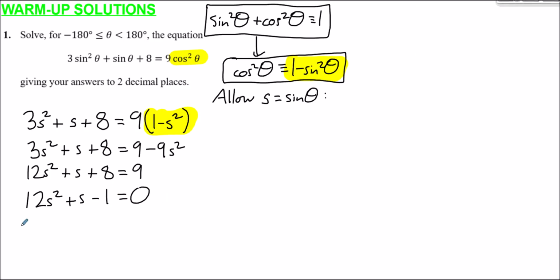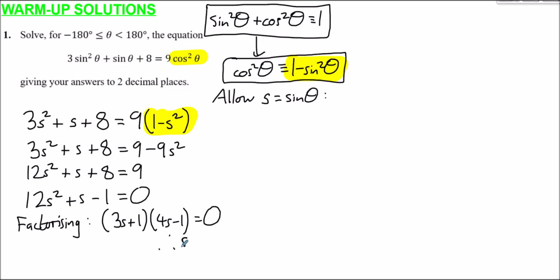So if we wanted to do this by factorising, or factoring if you're American, this would factorise, if you try it, into 2 brackets. We get 3s plus 1, 4s minus 1 equals 0. Therefore s equals minus 1/3, or s equals 1/4.